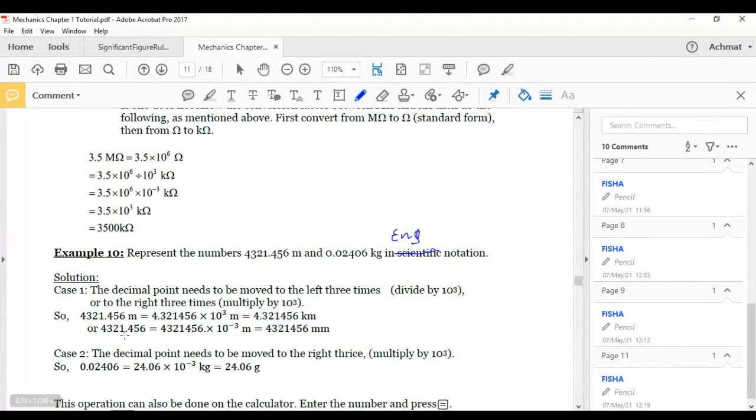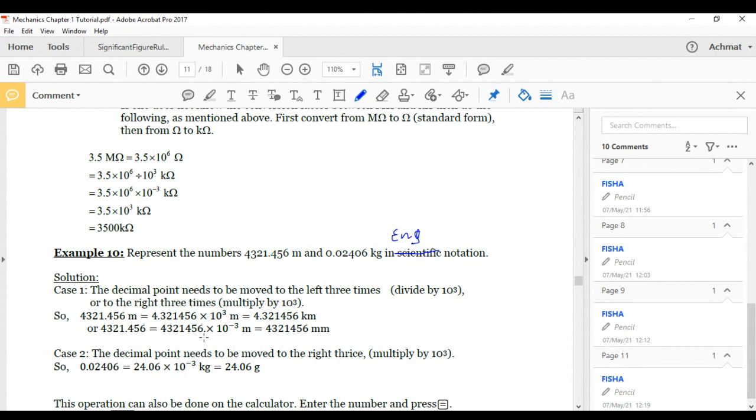What I did here, I moved this thing to the left to get it into kilo, for that example over there. But I can actually move it to the right as well 3 times. And that will also give me an engineering notation.